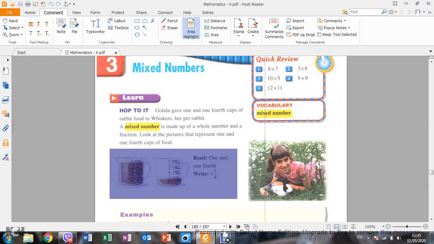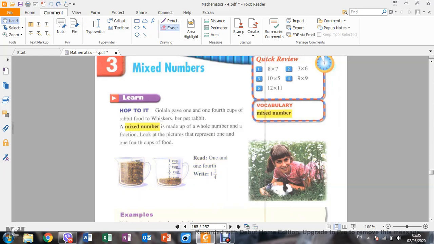So we have this cup, 1 cup of food, okay? This one cup, look, this 1 cup and this 1/4, okay? So how do we write these together? We don't write 1 here and 1/4 there. We must write it as a mixed number.